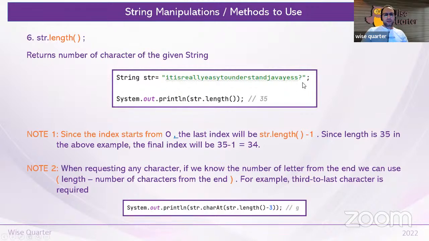Yes, as you can see, str.length will give you the length of this string, and when you use -1, you can reach the index value of the last letter. Sorry, it will print a question mark. I think here the last symbol is a question mark. If you use -3, it will give you the third letter from the last one.